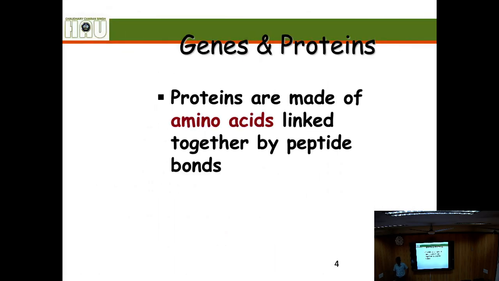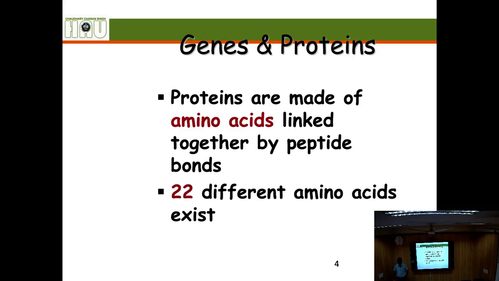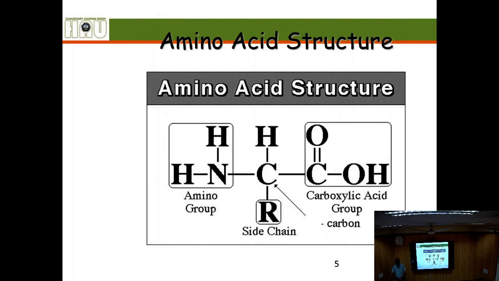The proteins are made up of amino acids linked together by peptide bonds. Commonly there are 20 amino acids, and a few years ago two more amino acids were decoded, selenocysteine and pyrrolysine, but these are rare amino acids. So we have 20 different amino acids, and this is the structure of an amino acid.